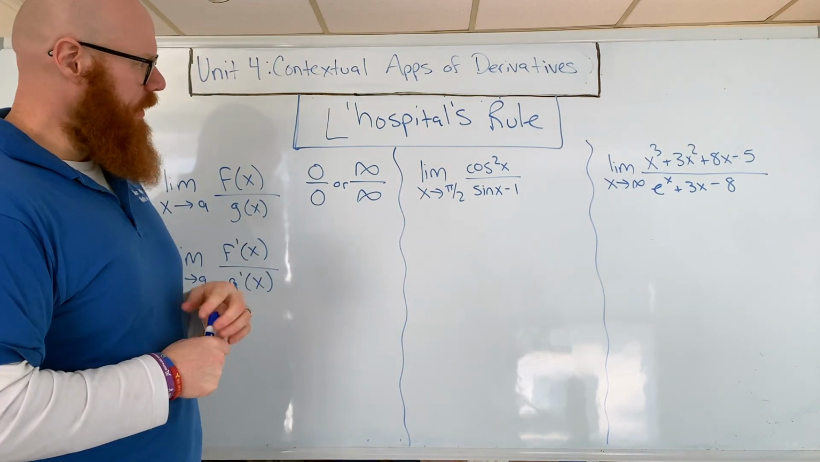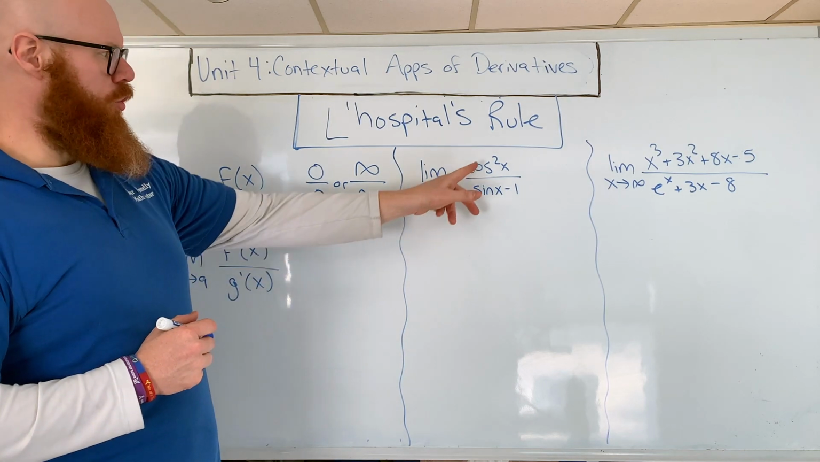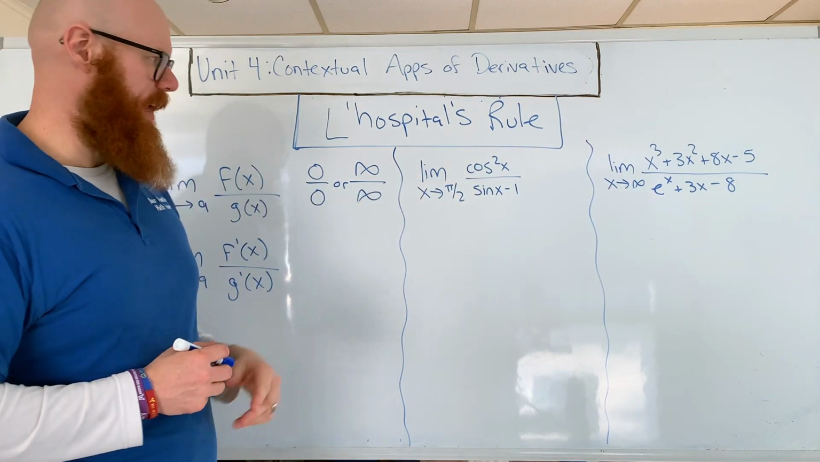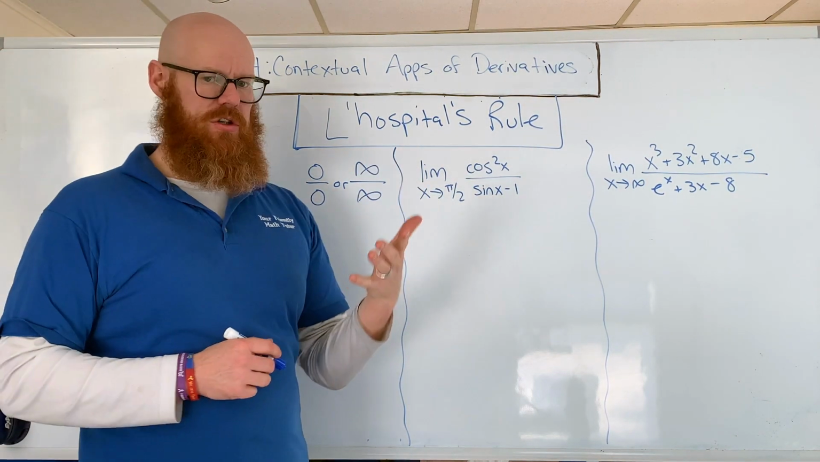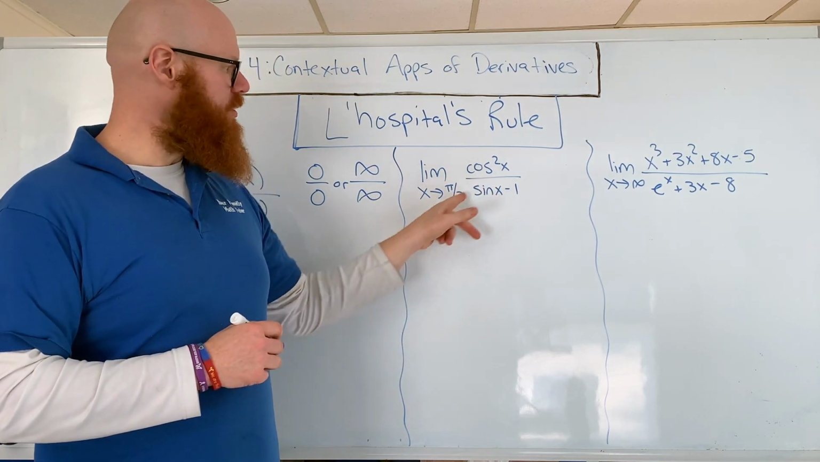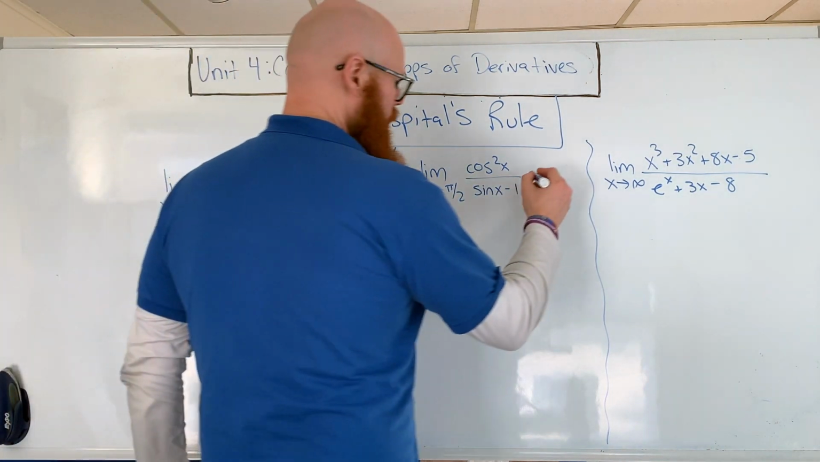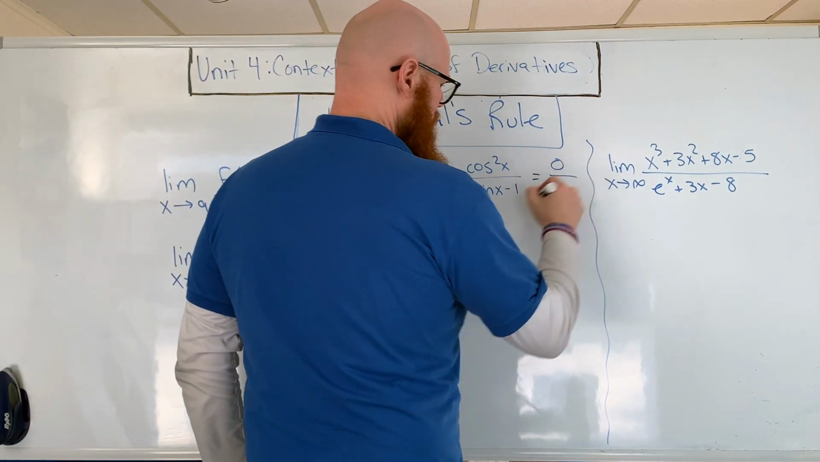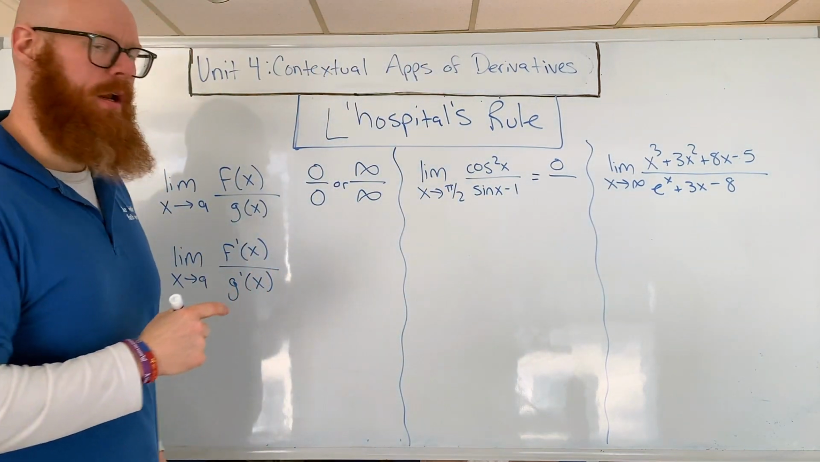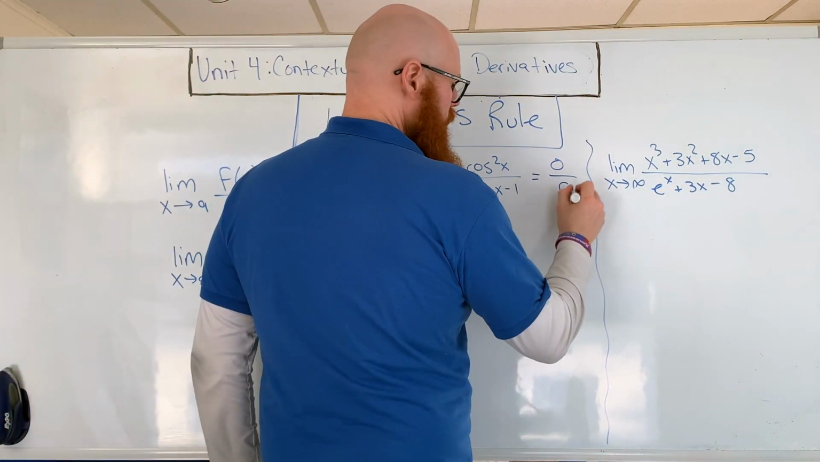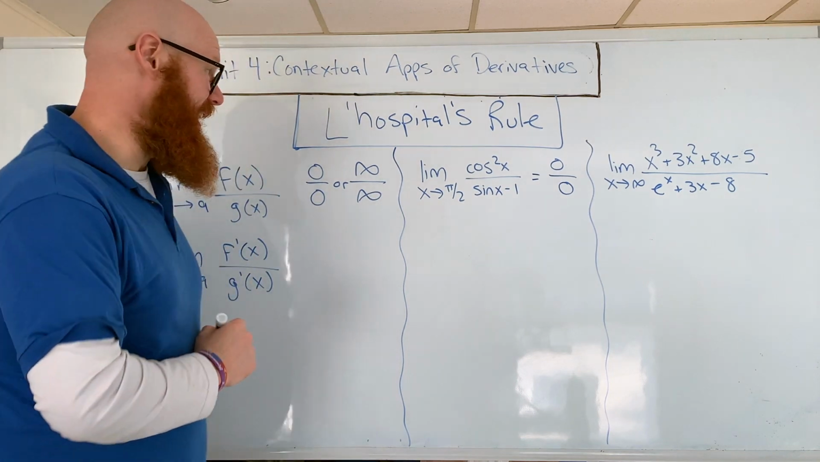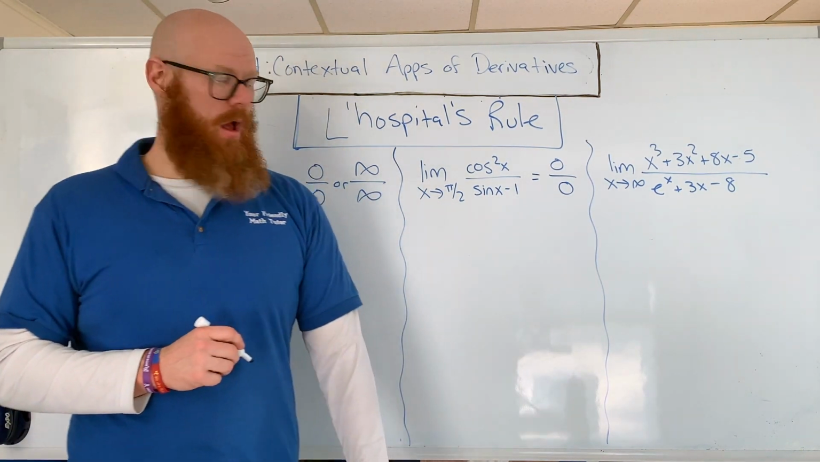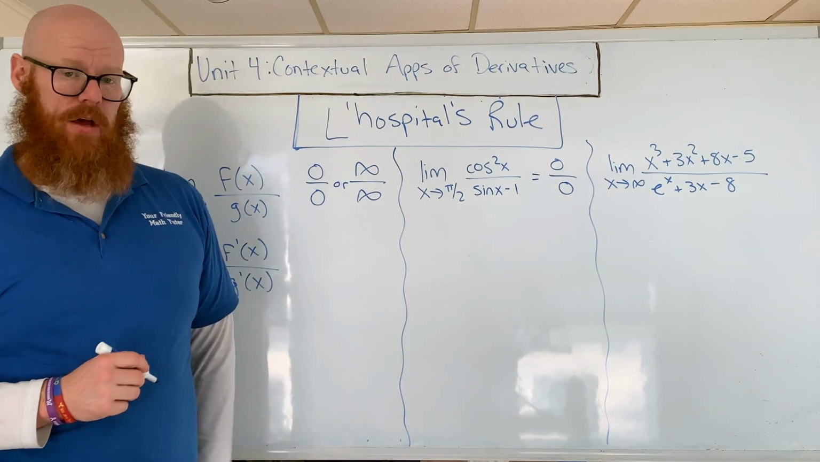So if we take a look at the limit as x goes to pi over 2 of cosine squared x over sine x minus 1. Well, direct substitution is how we should get started. The cosine of pi over 2 is 0. The sine of pi over 2 is 1, and 1 minus 1 is 0. So 0 over 0 is an indeterminate form. So what we want to use is L'Hopital's rule.